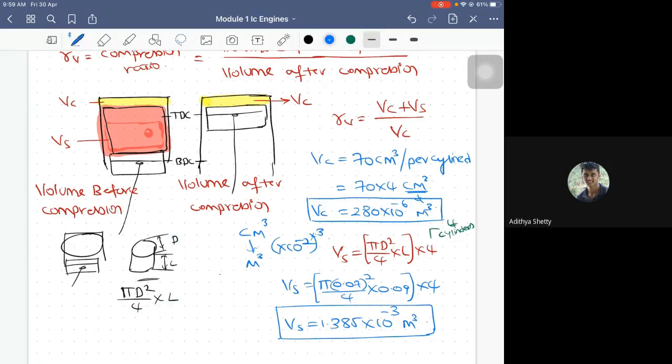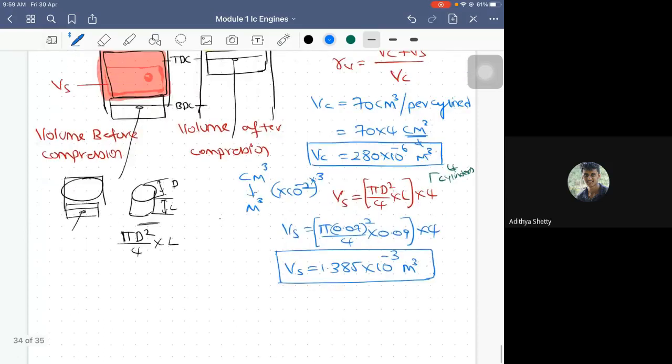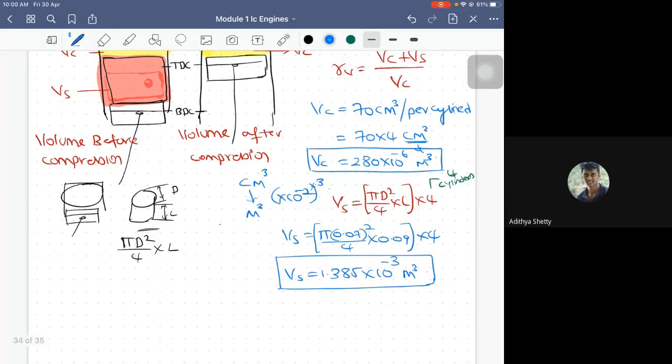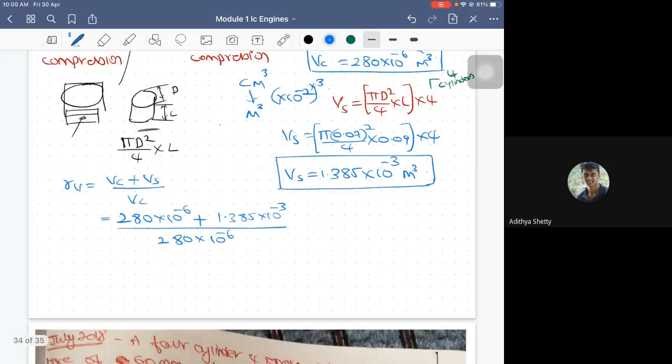Now, once you have got Vc and Vs, calculate the value of Rv now. So Rv is equal to Vc plus Vs divided by Vc again. So it is 280 cross 10 to the power of -6 plus Vs, which is 1.385 into 10 to the power of -3. This whole divided by Vc again, 280 cross 10 to the power of -6. From this, what is the value of Rv?